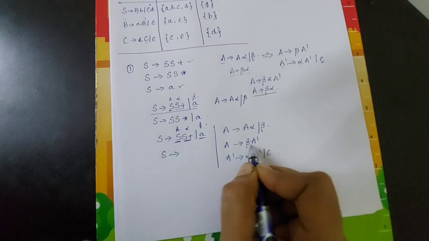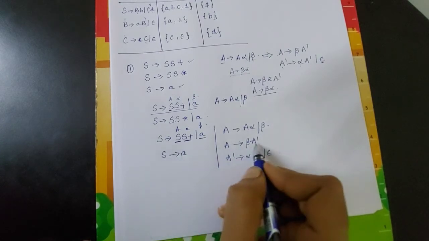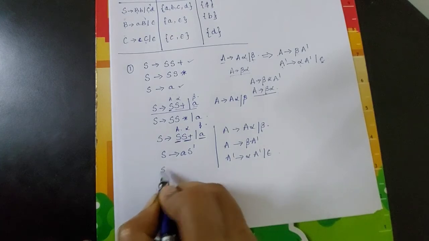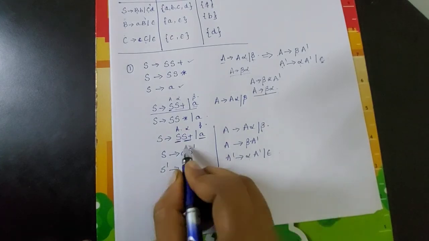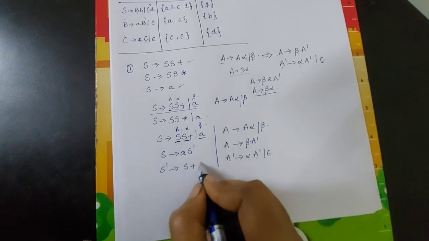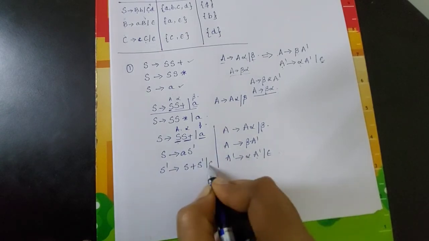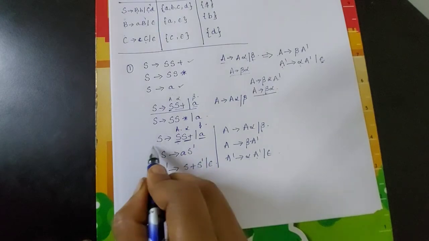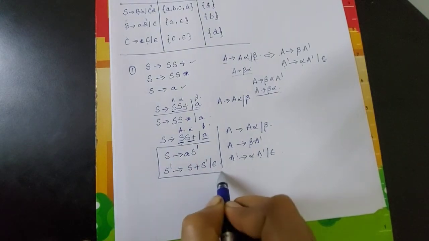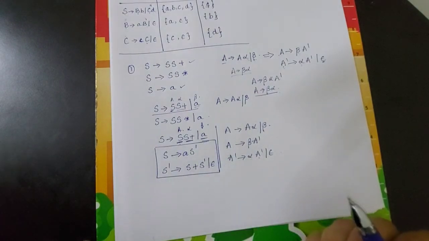Now what is S deriving? S derives beta A dash. A dash means this S, S dash. S dash in turn derives alpha. Alpha is S plus. Okay, and A dash is S plus or empty string. So this production is substituted with these two productions to eliminate left recursive property.